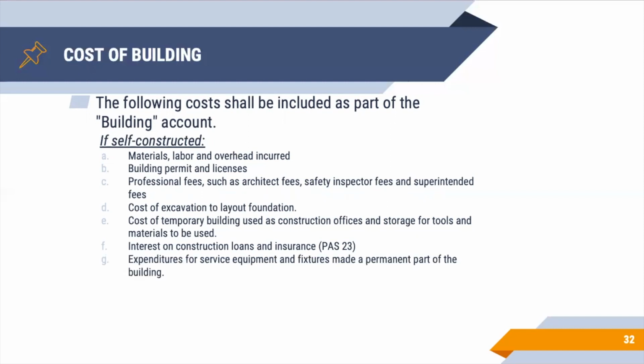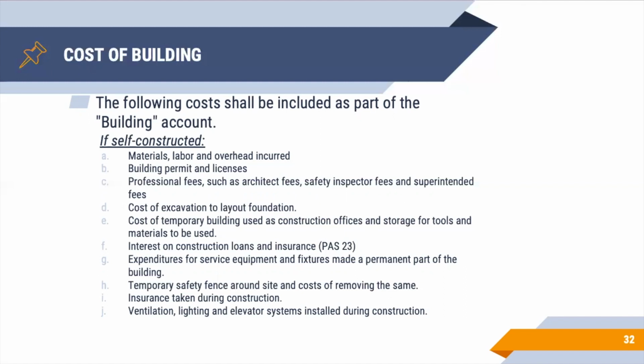Expenditures for service equipment and fixtures made a permanent part of the building. For example, yung mga partitions, windows, lighting installations. Temporary safety fence around site and cost of removing the temporary safety fence. Insurance taken, take note, during construction. Ventilation, lighting, and elevator system installed during construction. So let's have an example.